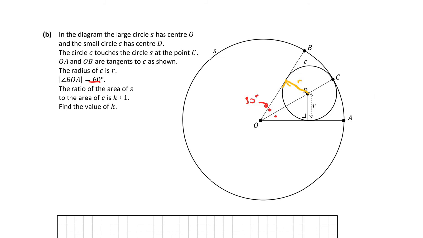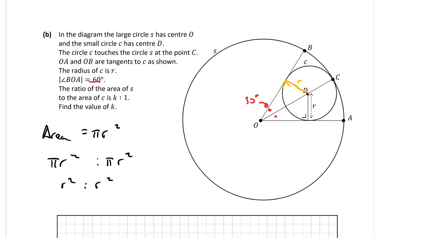So the ratio of the area of S, which is our large circle, to the area of C, which is our smaller circle, is some number k to 1. Find the value of k. Well, we know that the area of a circle is pi r squared. So it's going to be pi OR squared compared to pi OR squared. That's our radius. So it's going to be OR squared to OR squared.